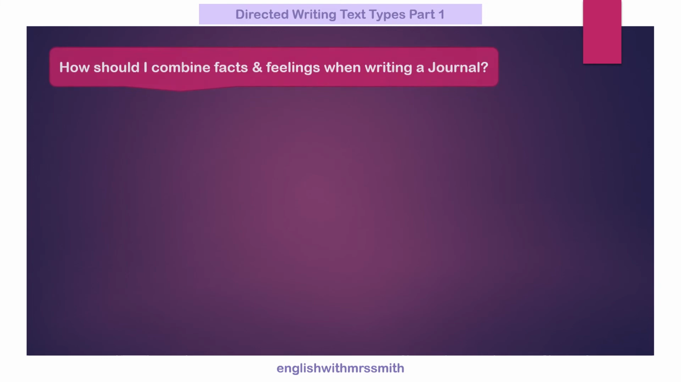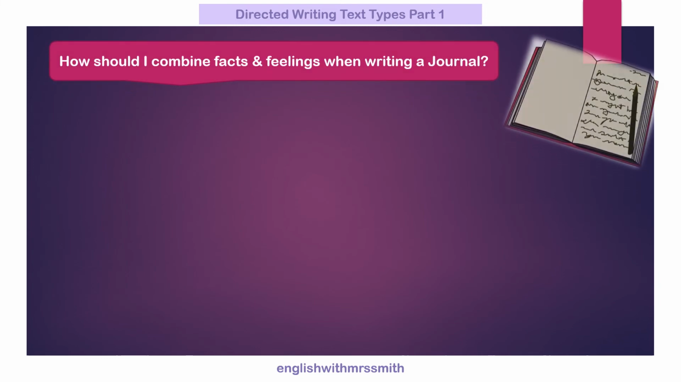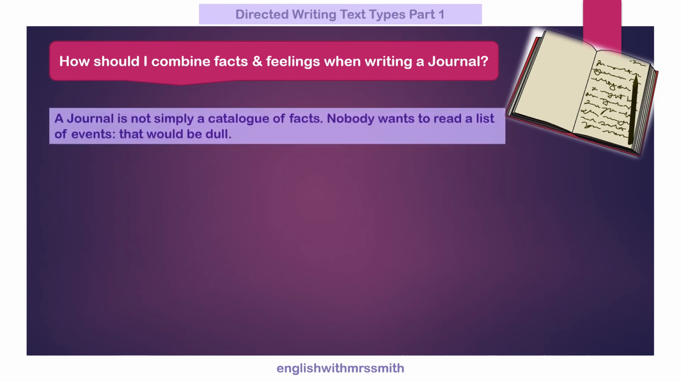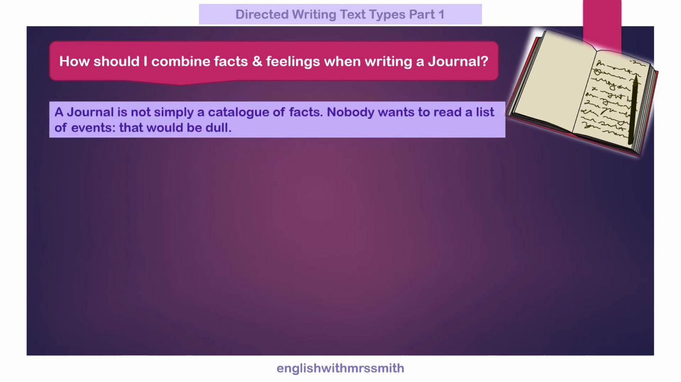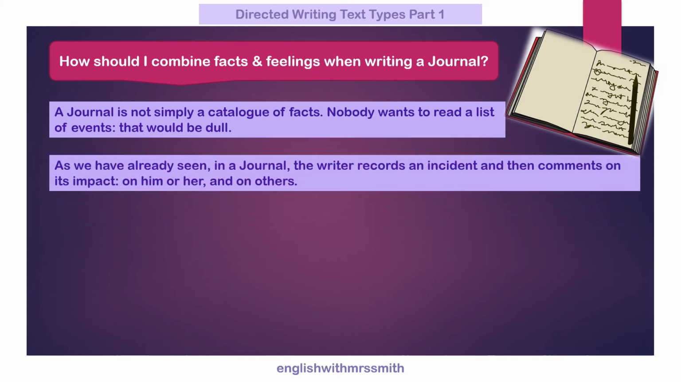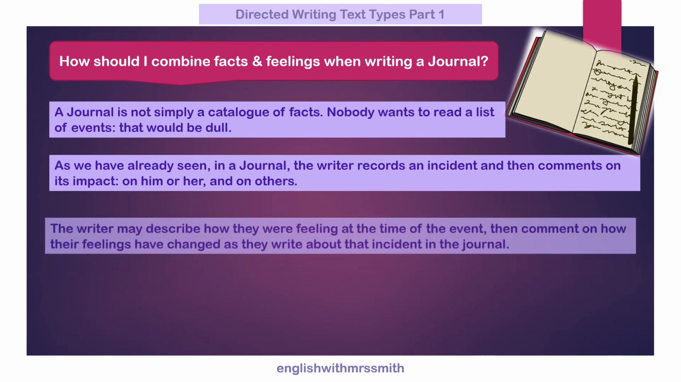And finally, you may be asking, should I combine facts and feelings when writing a journal? Imagine, a journal is not simply a catalogue of facts. Nobody wants to read a list of events. That would be dull. As we've already seen, in a journal, the writer records an incident and then comments on its impact on him or her and on others.